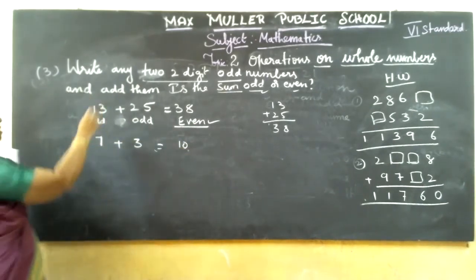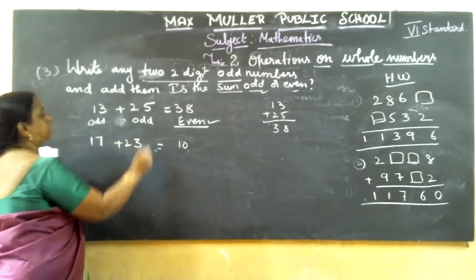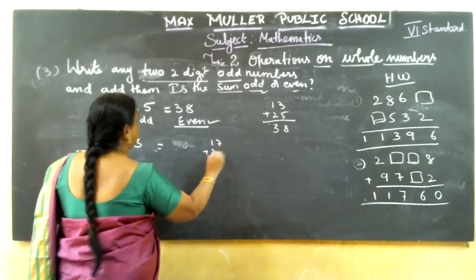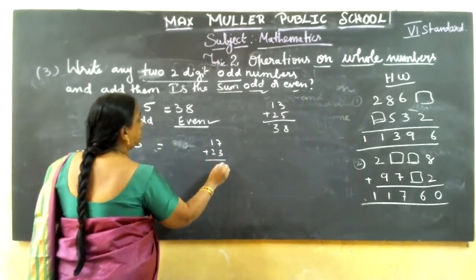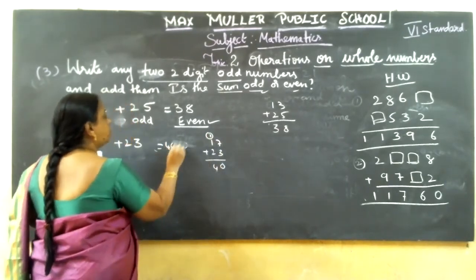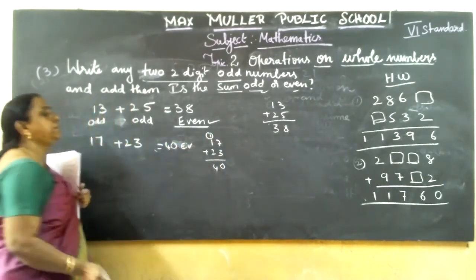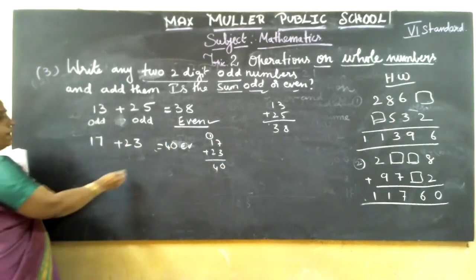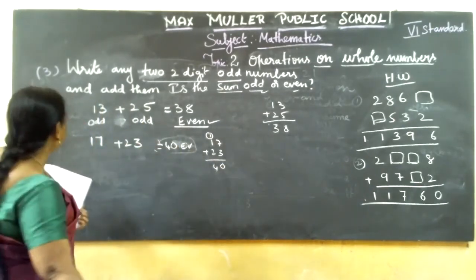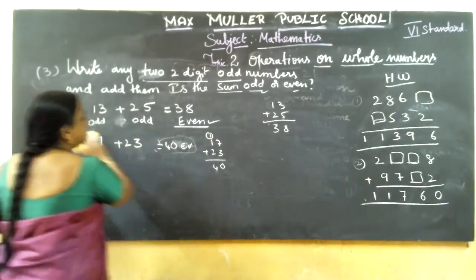If you take two-digit numbers, now we'll take 17 and 23. So 17 and 23 is what? 17 plus 23 gives 7, 8, 9, 10, 0, 1 carry, 2, 3, 4. 40 will give. 40 is what number? Even number. Any two odd numbers, if you add, you will get the answer is what? Even number. Clear now? Next question. Only this much is the answer for this.